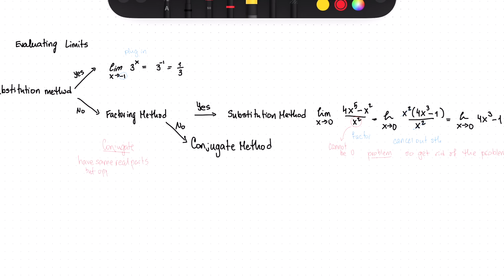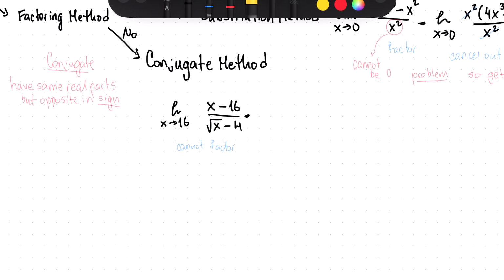Conjugate means that two things have the same real parts but opposite signs. And this is the example. In this problem, you cannot really substitute and you cannot really factor. There's nothing to factor here. The problem is our denominator, square root of x minus 4. And the conjugate of that is square root of x plus 4. Same real parts, but different in sign. This is what I mean.